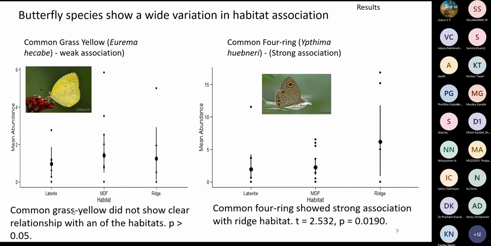So basically, the resources which these butterflies use might be responsible for the patterns that we observe in their abundances in the different habitats. The habitats which will have more resources for a particular species will have higher abundances of that butterfly in that habitat.